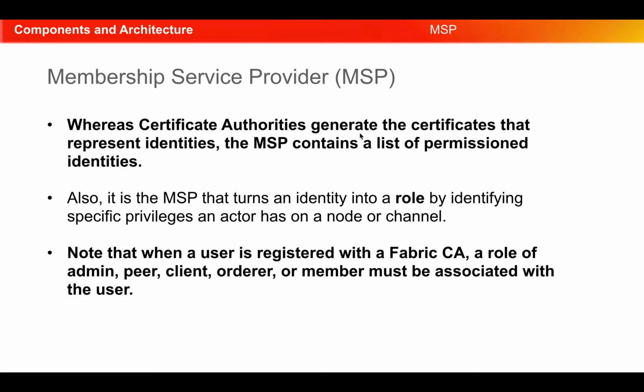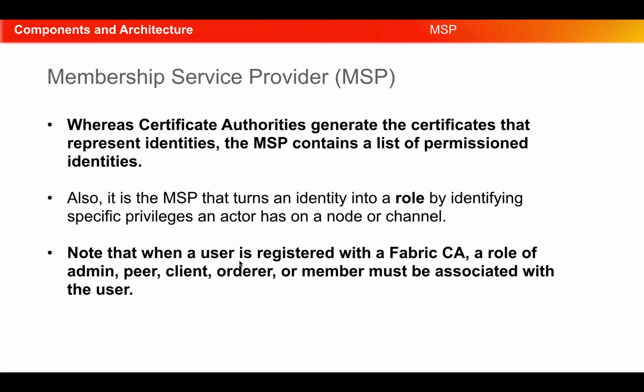So the certificate authority generates the certificates that represent identities. The MSP contains the list of permissioned identities. Also, it is MSPs that turn an identity into a role by identifying specific privileges of an actor that has a node or a channel.